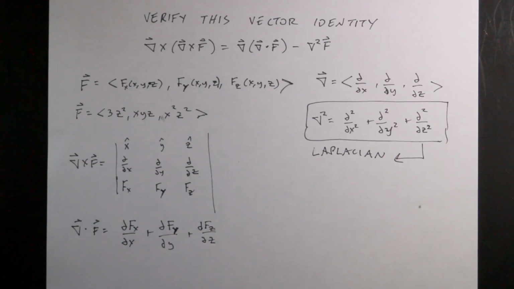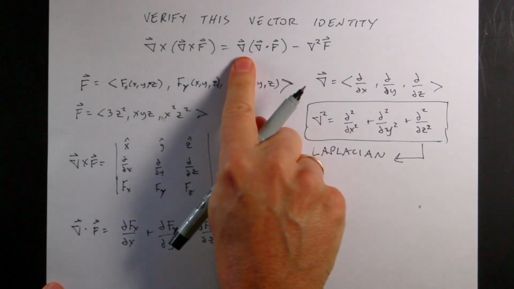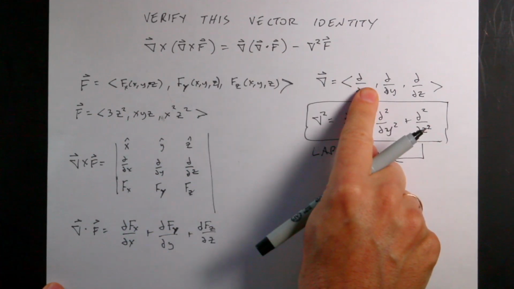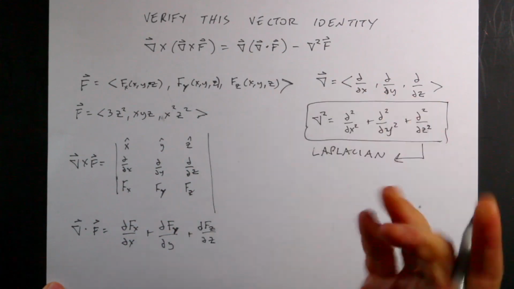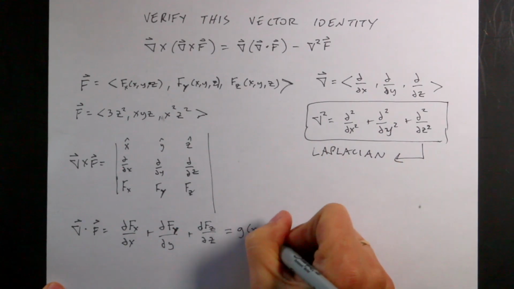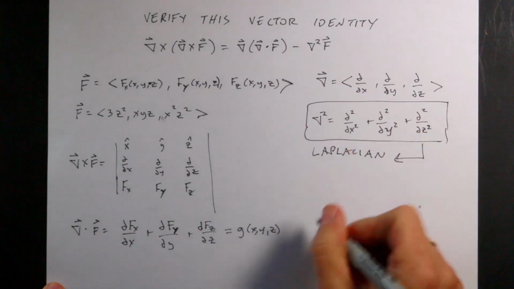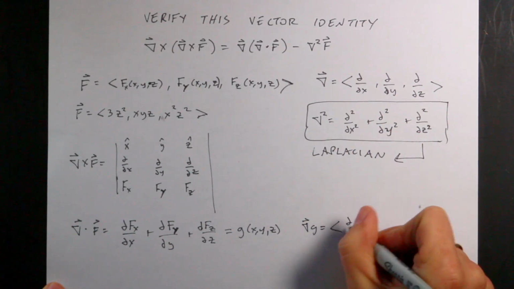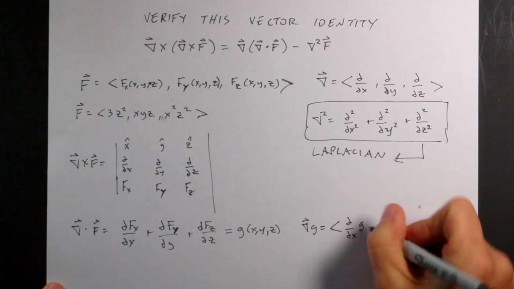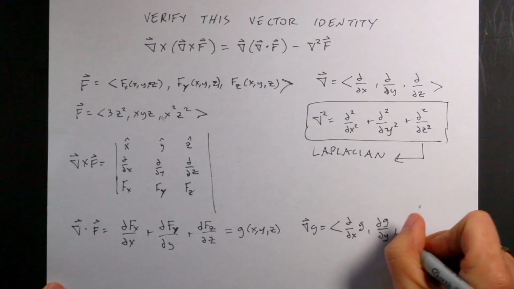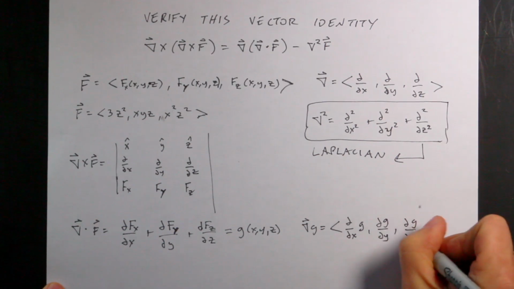It gives me a scalar function. And then finally, the gradient is if I take this and operate it on a scalar function, let's call the scalar function g, g of x, y, z. Then del g would just be a vector: partial with respect to x of g, partial of g with respect to y in the y direction, and the partial of g with respect to z in the z direction.